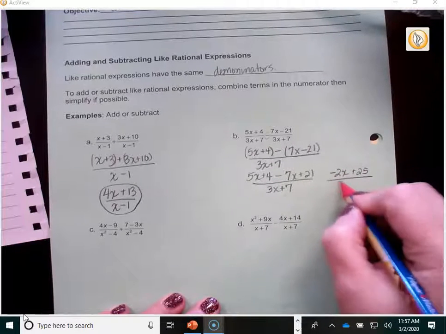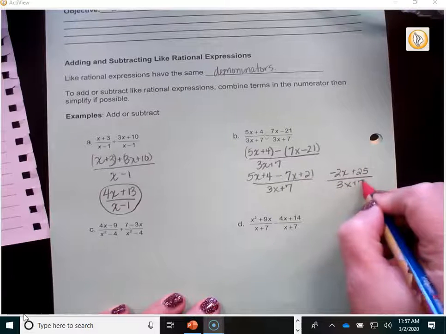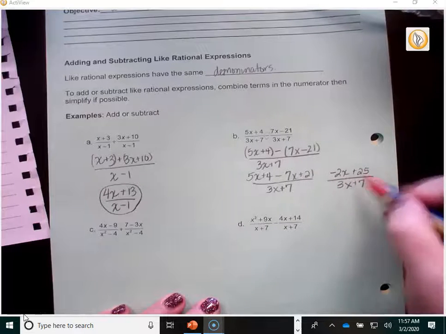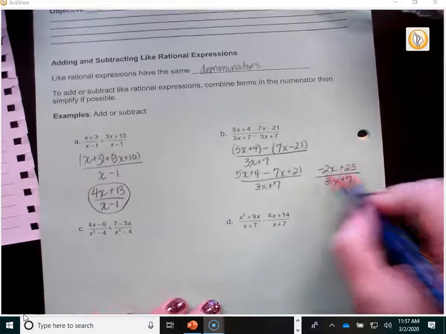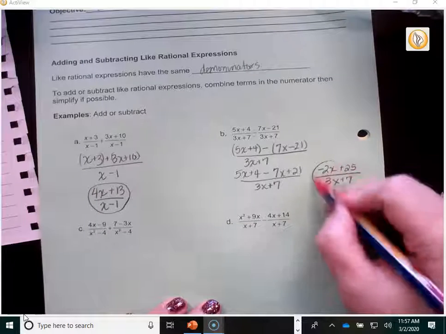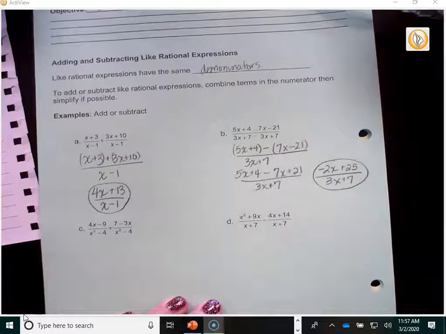And our denominator. Look to see if we can factor or cancel anything. Nothing we can cancel. There's no GCF for a 2 and 25. So that's our final answer.